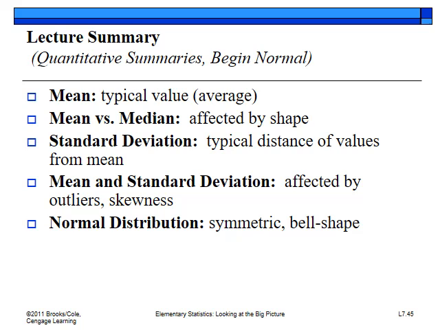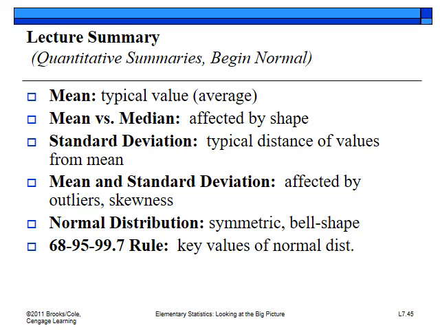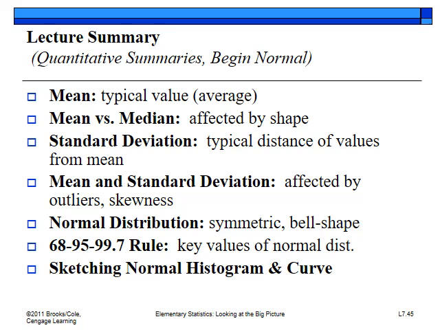The normal distribution is a symmetric bell-shaped distribution. When we have a normal distribution, we can use the 68, 95, 99.7 rule to find key values or key areas underneath the curve. And we talked about sketching a normal histogram and the normal curve.